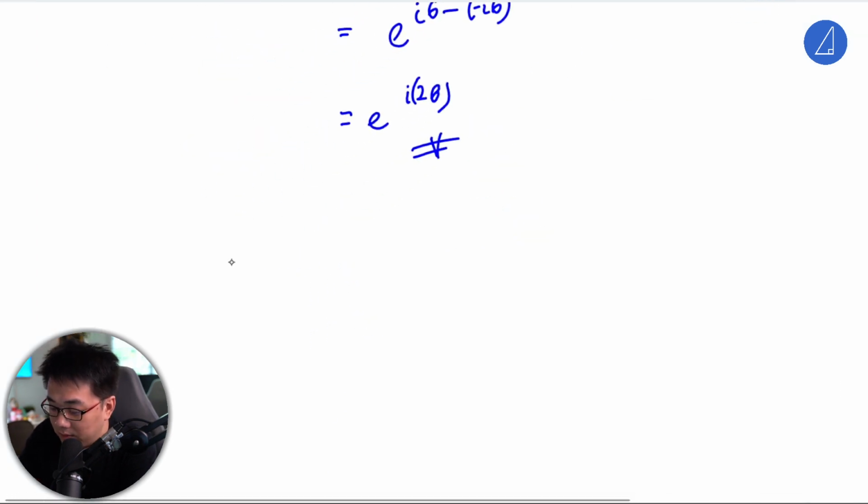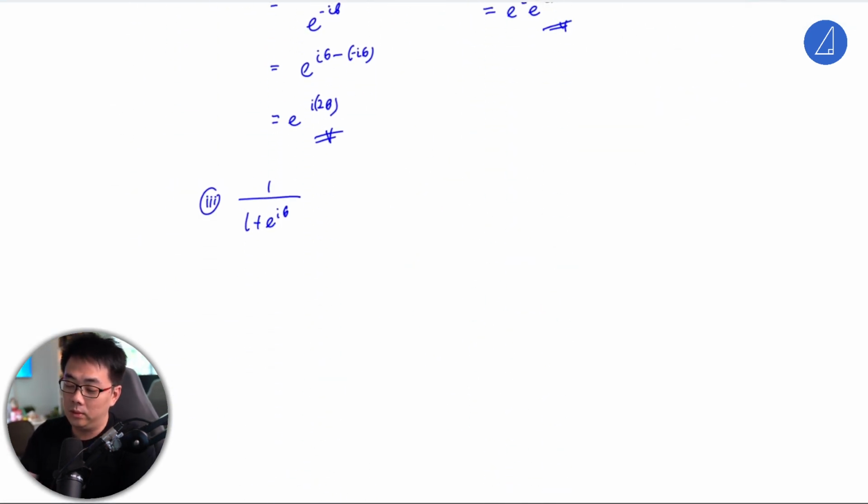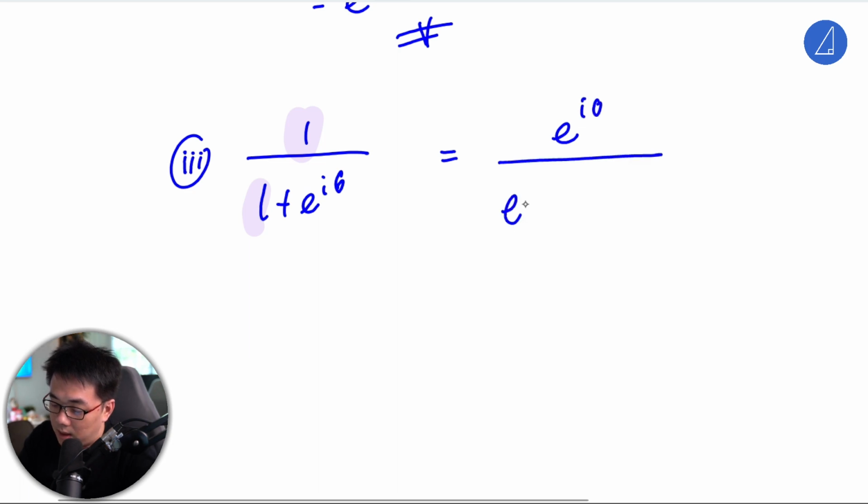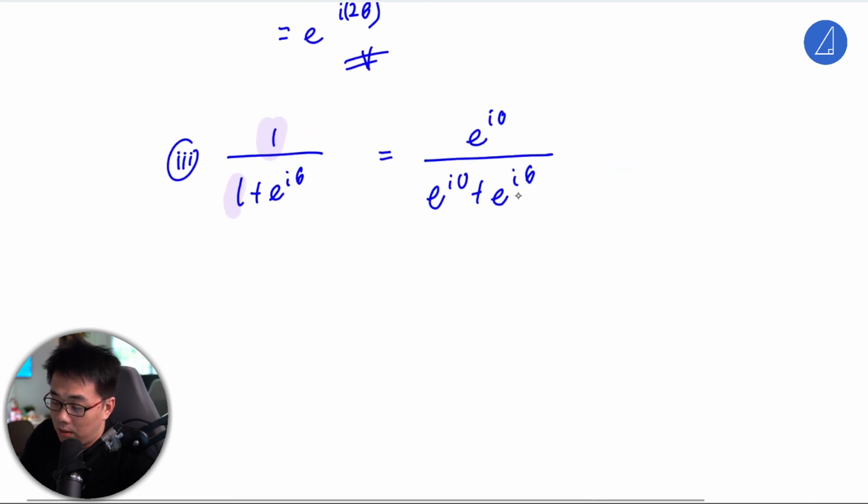This we need to use half angle, I believe. So 1 over 1 + e^(iθ). Okay, this one, what we need to do is to change all the angles to the same. So one way to do it, okay, there are a few ways of doing this. So what I'm saying is this and this, all these have to change to the same angle. So what we're going to do is actually just separate this. This is e^(i0), this is also e^(i0), and this is e^(iθ). Okay, so what we realize is actually θ is half θ plus half θ.